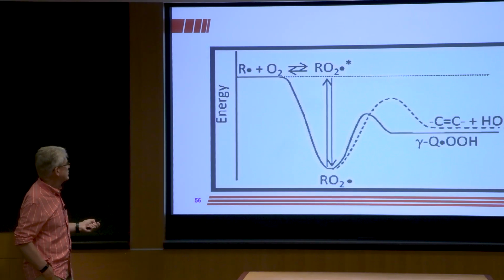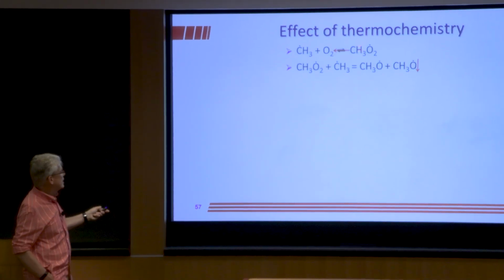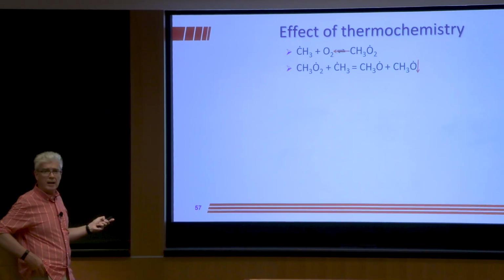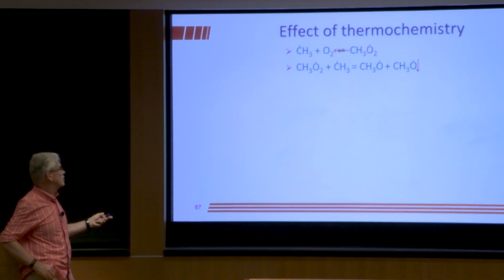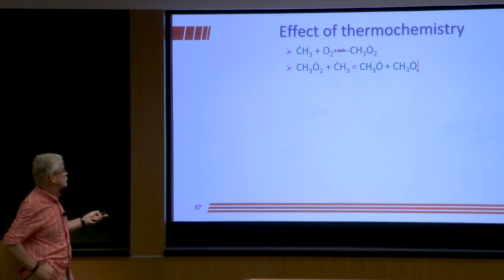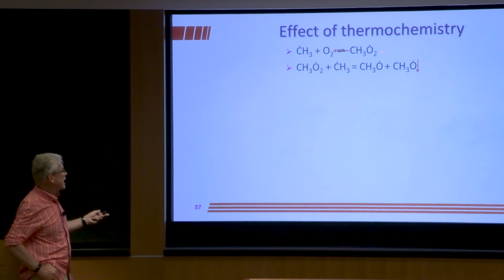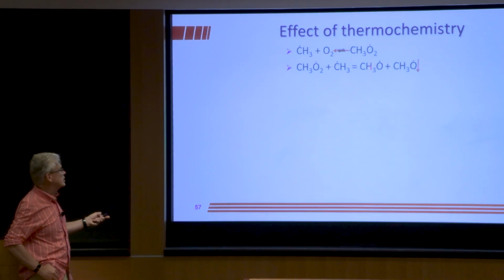So what does that do? We have this sequence. Methyl plus O2 gives methyl peroxy. If its heat of formation is 0.7 kilocalories per mole higher, it means that it's 0.7 kilocalories per mole more difficult to produce CH3O2. So that drives this equilibrium back towards reactants, in the methyl plus O2 direction. And then if we get less CH3O2, a lower concentration, we get a lower concentration of methoxy radicals. What will methoxy radicals do?